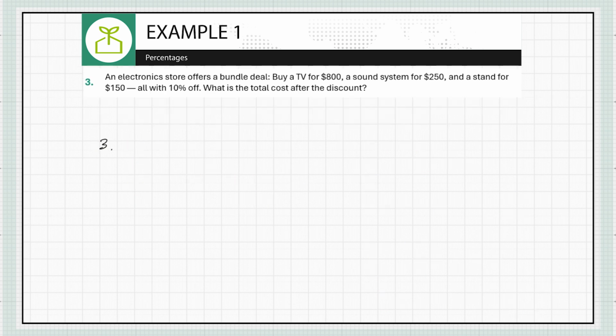Alright, lastly, we have an electronics store that's offering a bundle deal. If I buy a TV, a sound system, and a stand, they'll take 10% off the total cost. So the first thing we need to work out is our total cost. And that's going to be equal to 800 plus 250 plus 150. And that just equals $1,200.